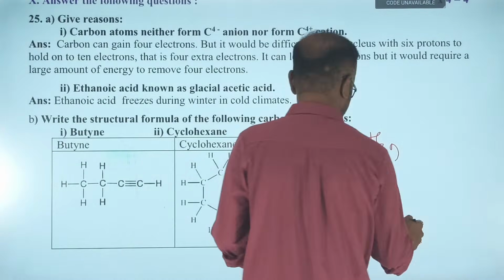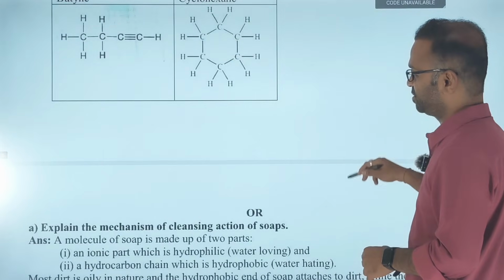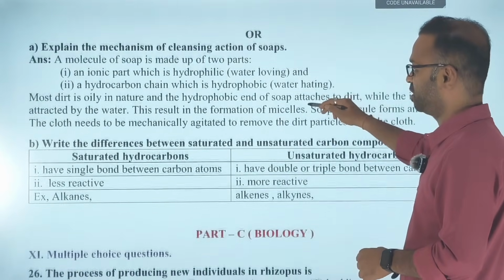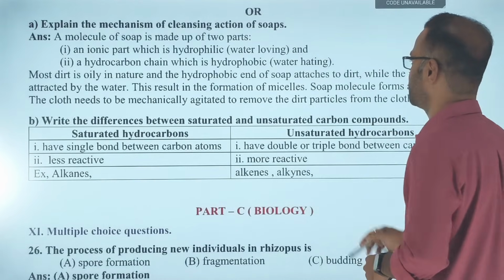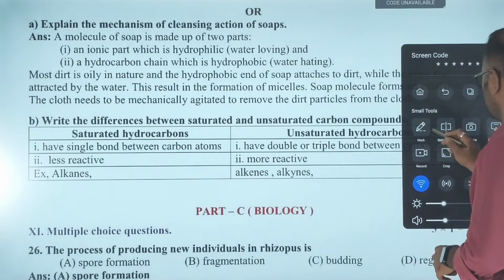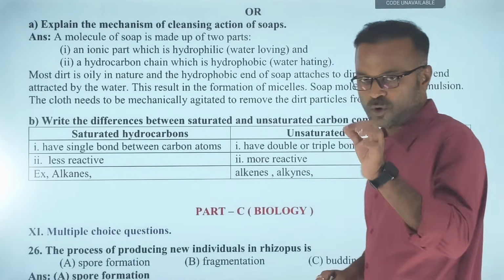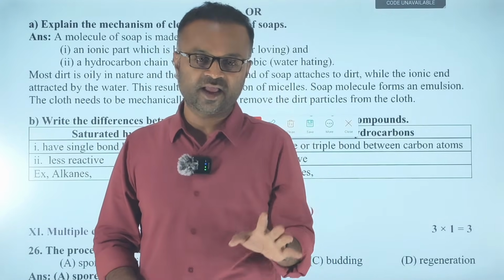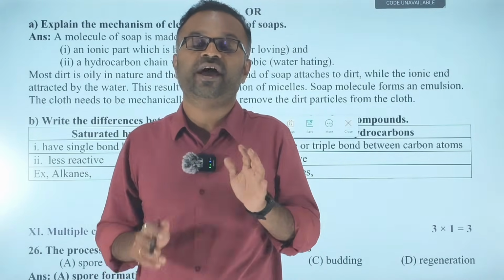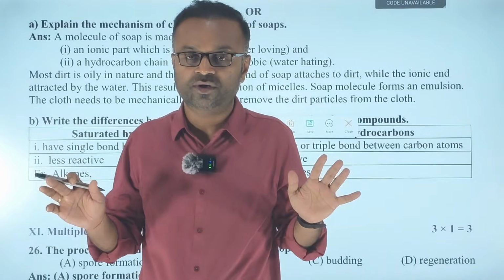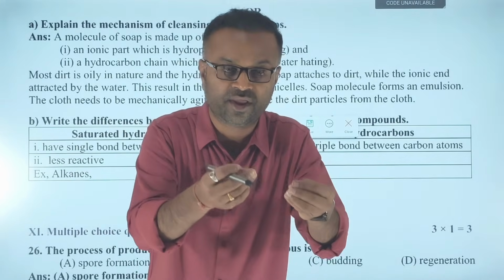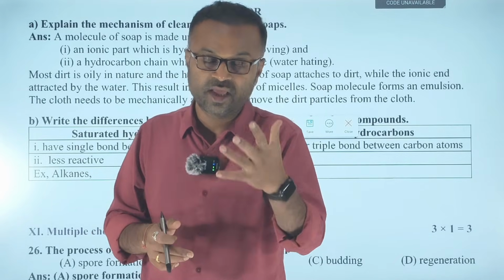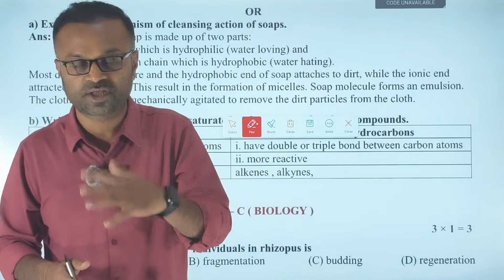Okay, so this is the last question of the chemistry part. One more question is there, very important, the OR question they given, that is to explain the mechanism of the cleansing action of the soap. Okay, so soap molecule will be having one hydrophilic end, another one is the hydrophobic end. Hydrophobic end, it hates the water. Hydrophilic end, which is the ionic end, which is made of the sodium or potassium salt ions, it loves the water.